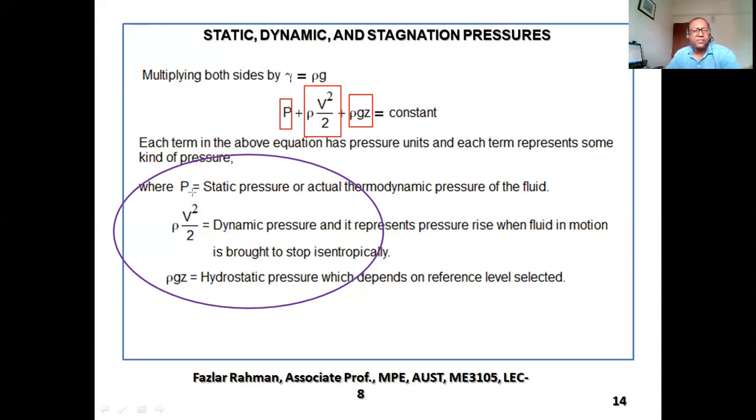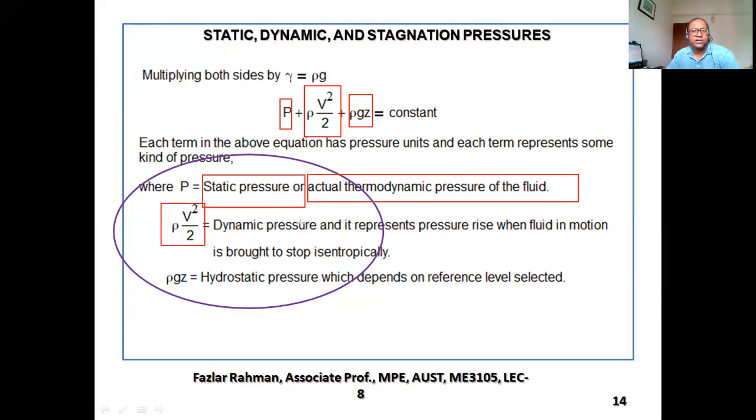That means P is called the static pressure of the fluid, or actual thermodynamic pressure of the fluid. Rho v square by 2 is called the dynamic pressure of the fluid. And rho g z is called the hydrostatic pressure of the fluid.